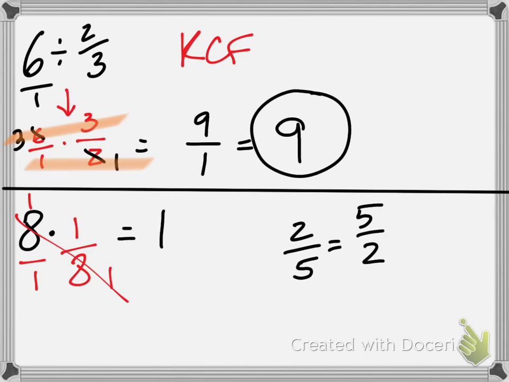5 halves. Perfect. Cynthia, what is the reciprocal to 1/7? 7 over 1. Excellent. What is the reciprocal to star over 2?